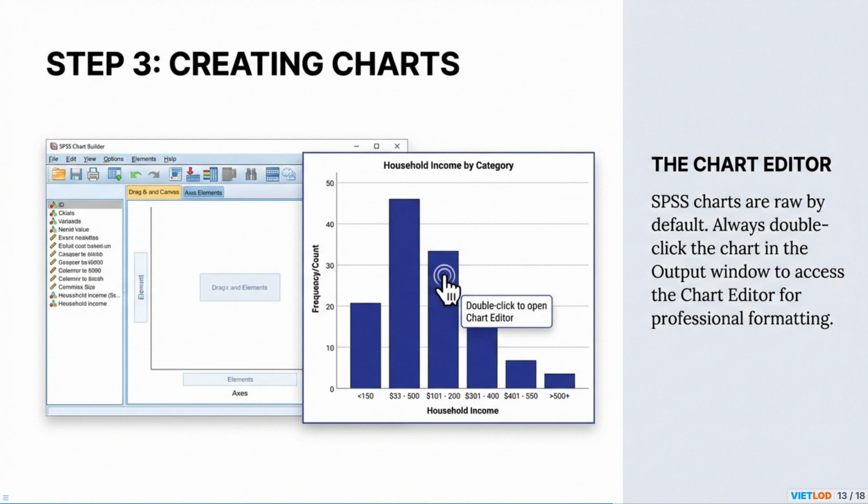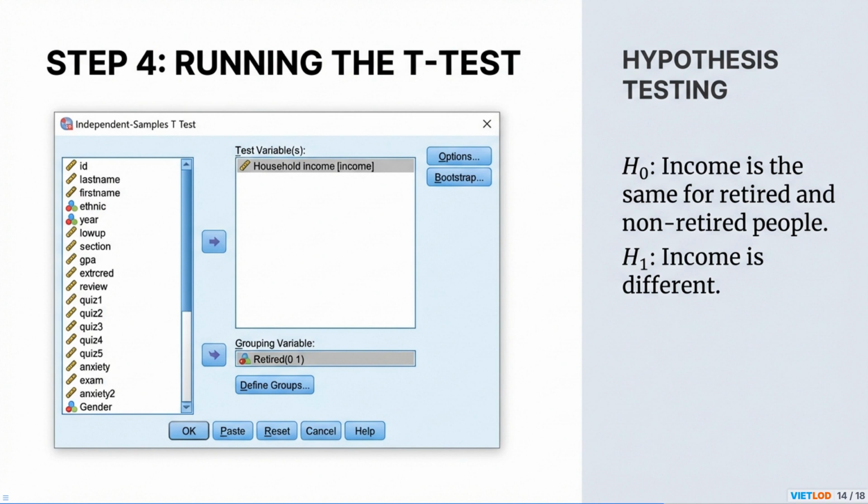After setting up your data and running analyses, visualizing your findings is crucial. In SPSS, you can create various charts using the chart builder, as seen on the left. Once a chart is generated in the output window, it often appears in a basic, raw format by default. To enhance its appearance and make it publication-ready, you'll need to use the chart editor. Always double-click the chart within the SPSS output window to open the chart editor, which provides extensive options for professional formatting and customization.